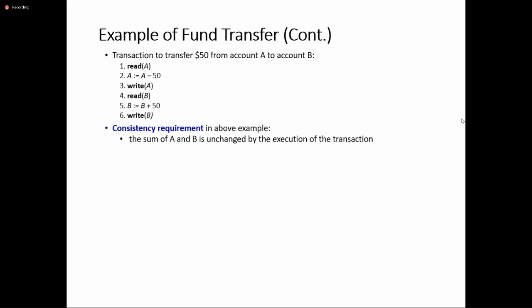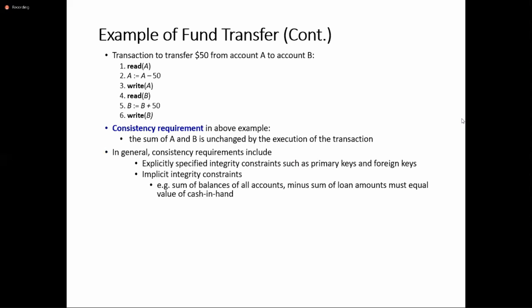Okay, then you can understand now that everything is balanced, the data balance, meaning the amount. That's the consistency requirement above. Generally the consistency requirement includes explicitly specified integrity constraints such as primary keys and foreign keys. Implicit integrity constraints: the sum of the balance of all accounts minus the sum of loan amounts must equal the value of the cash in hand. That's like you want to think about the balance.